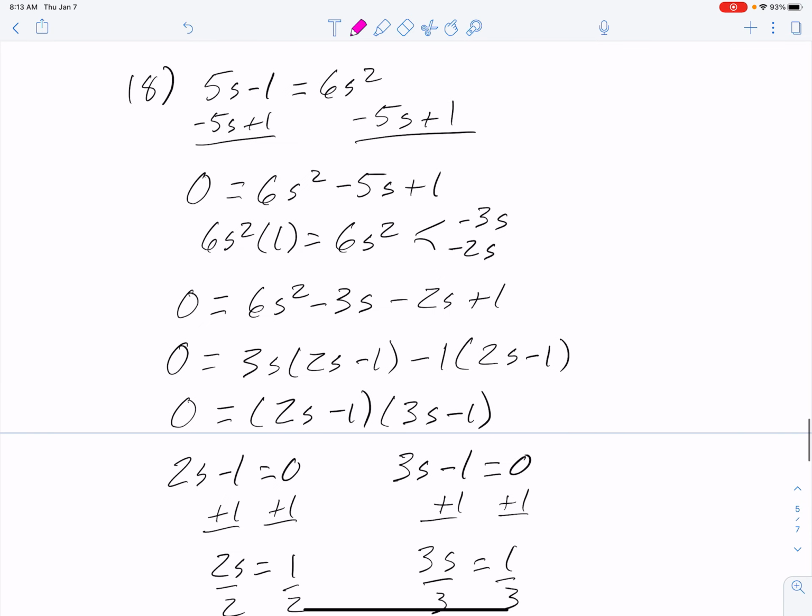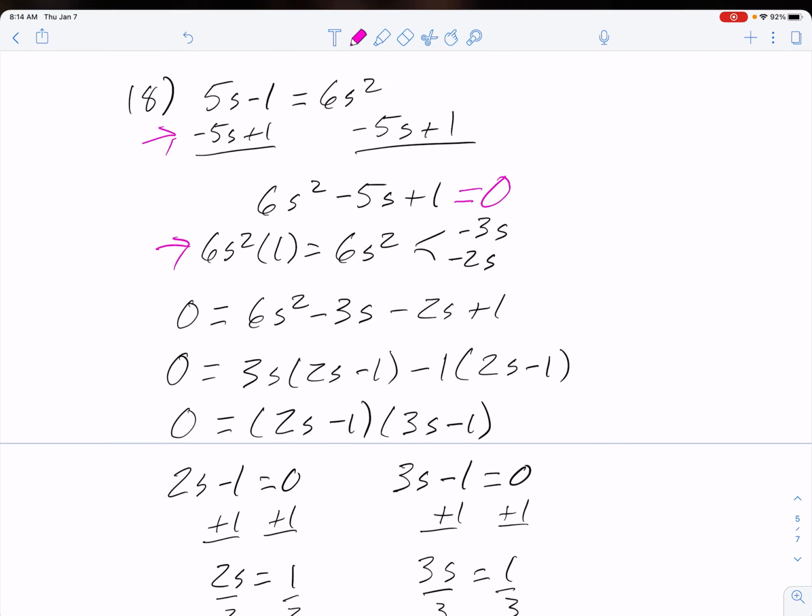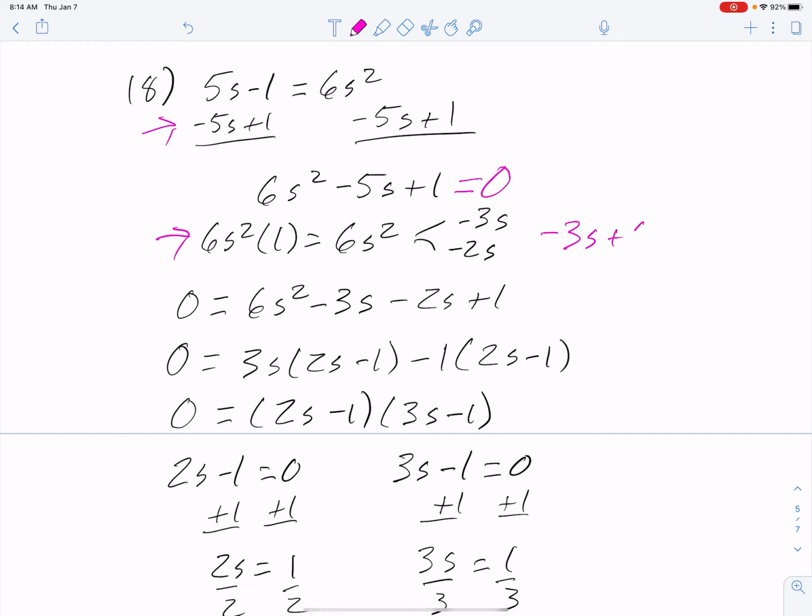And finally, number 18, similar to the last one, I'm going to keep that 6s squared on the right-hand side. Remember, we could even rewrite this once we have it set equal to 0 with the 0 on the other side. We don't need to have the 0 left over on the left. We can move it to the right if we want to. I start my process of splitting the middle term, and then I just need the factors of positive 6s squared that are going to add up to negative 5s. Well, that's negative 3s and negative 2s.